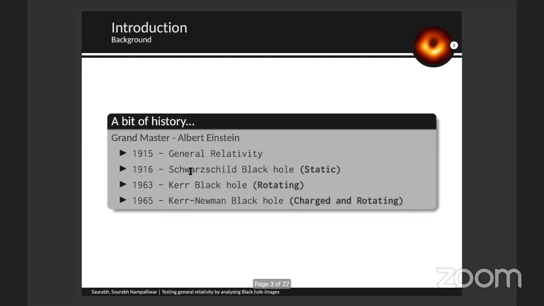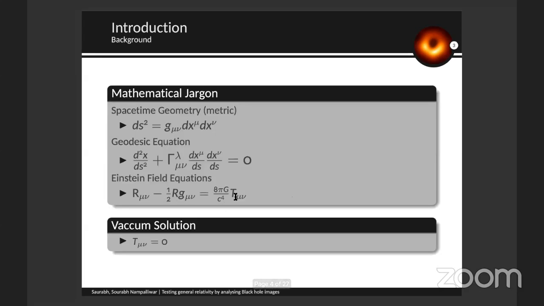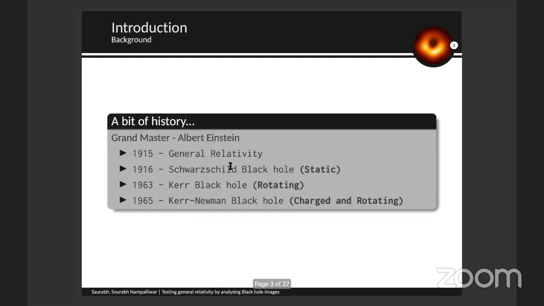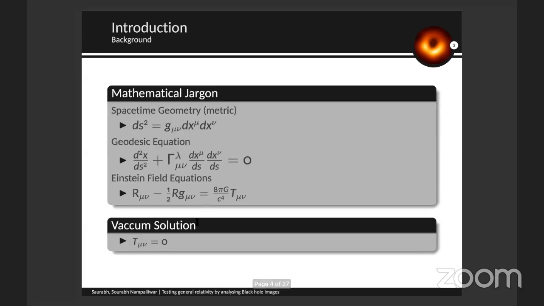And these equations, the Schwarzschild black hole, Kerr black hole, Newman black hole, these are nothing but the solutions of these set of non-linear partial differential equations. So these solutions which we have, this Schwarzschild black hole and Kerr black hole, these solutions are basically vacuum solutions. This means that there is no matter present. So for these solutions to be in vacuum, T mu nu has to be zero, which means there has to be no matter part.